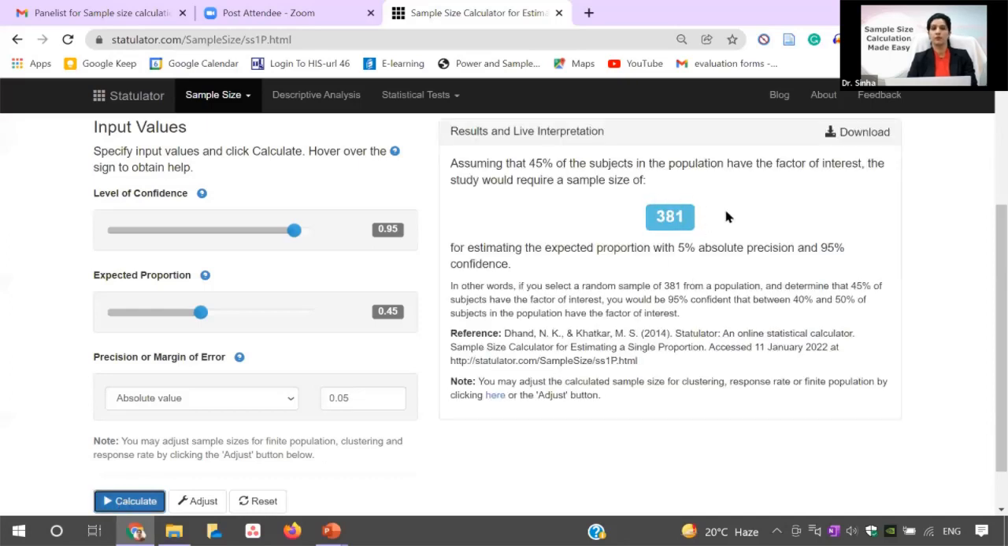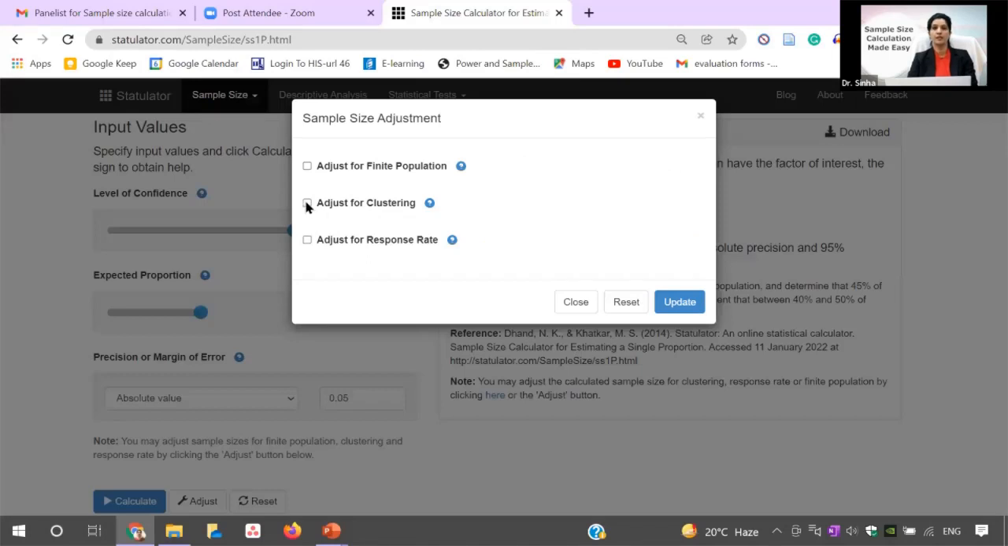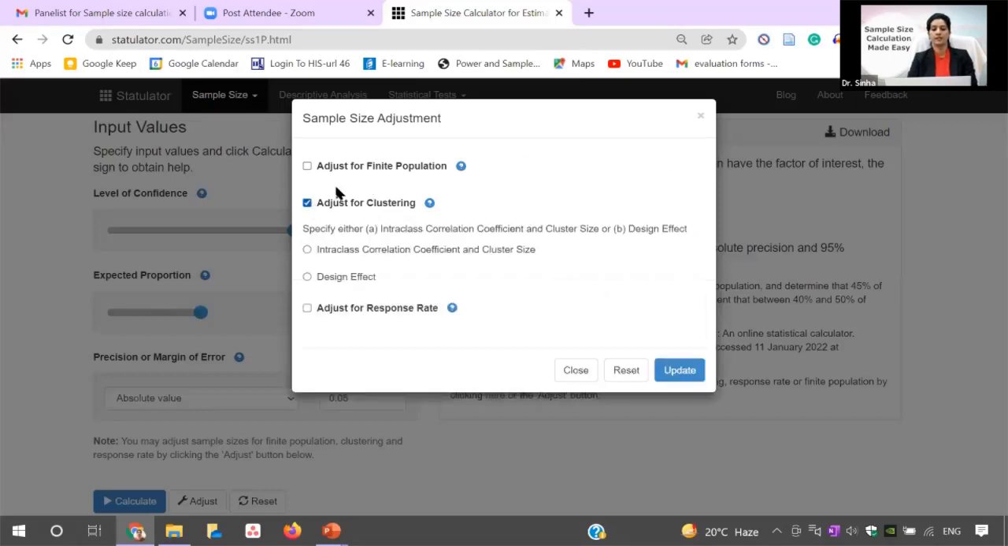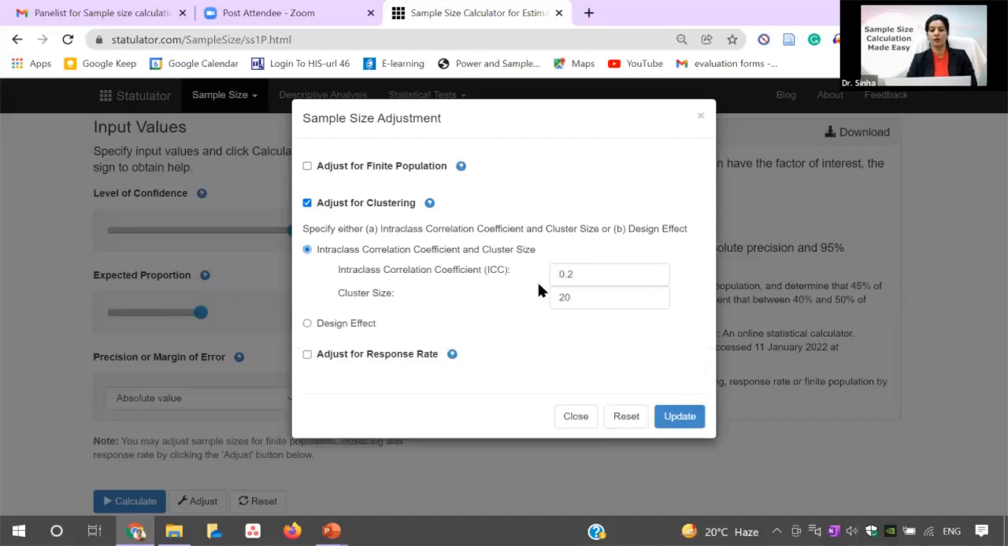So it is giving you a sample size of 381, but we have to do the adjustment also. So you press on this adjustment, you click on this adjust for clustering. If you press this adjust for clustering, two options are there in front of you. Either you can have this intra-class correlation coefficient and cluster size. Likewise we talked, you can give any value. This intra-class correlation coefficient, if that value you cannot find, you can give it a value of 0.2. And this cluster size, from each cluster, how many samples do you want? You can increase or decrease this cluster size.